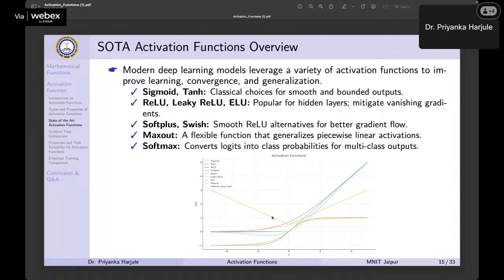As we will see in the next slides, they are efficient. Centered one, but again this also suffers from the vanishing gradient problem.